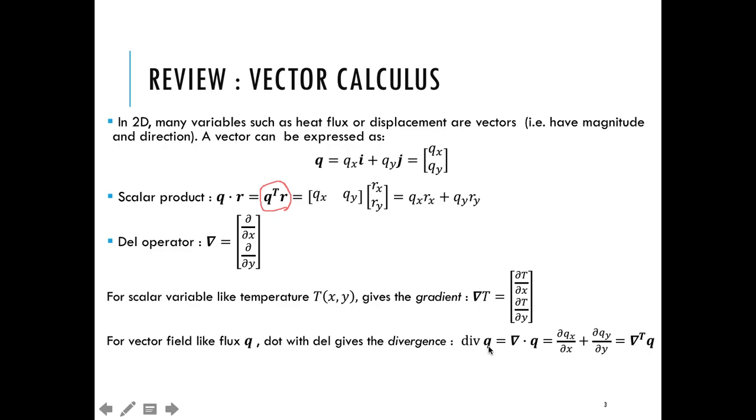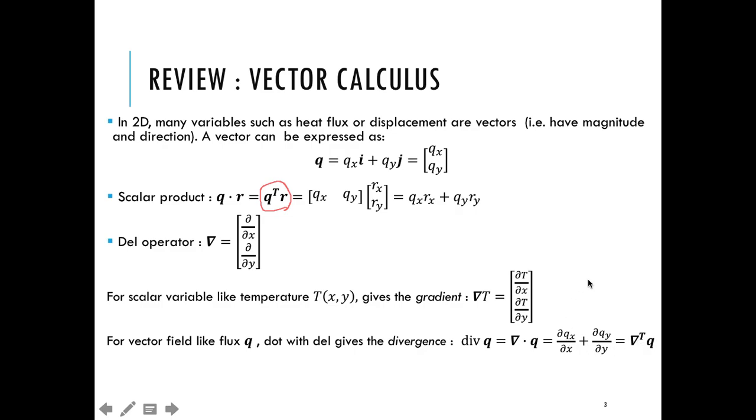So the div of the vector q is actually the dot product of del with q, which, on solving out this dot product, gives me this expression right here. Again, noting I can write the dot product using matrix notation by using the transpose of the first vector essentially.